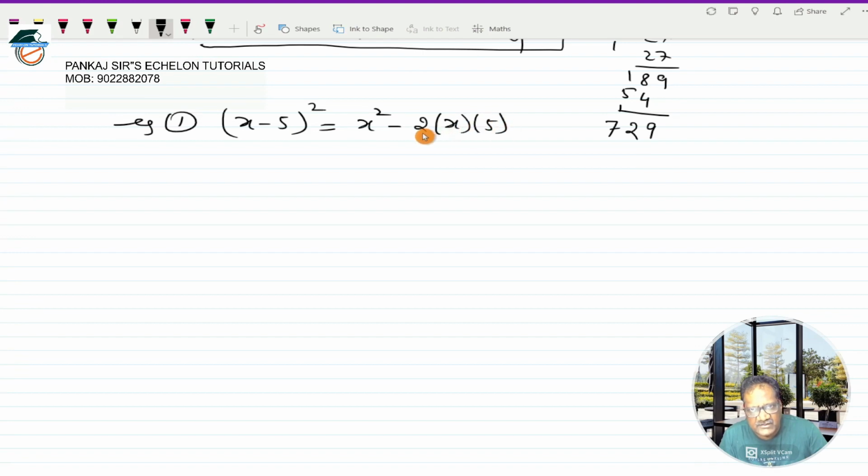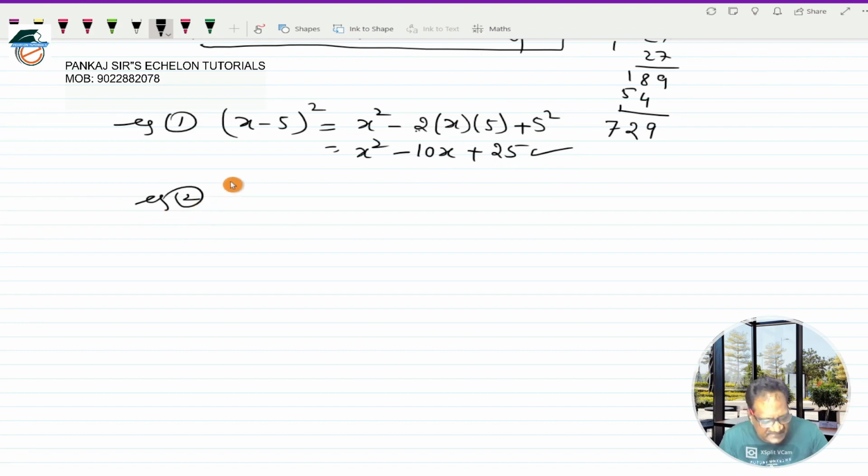2 into first term into second term plus second term square. Second term is 5, so 5 square. This will be x square minus 5 twos are 10, and 10 into x will be minus 10x, plus 5 square is 25. So this is the answer for the first one. Okay, let us try example number 2.